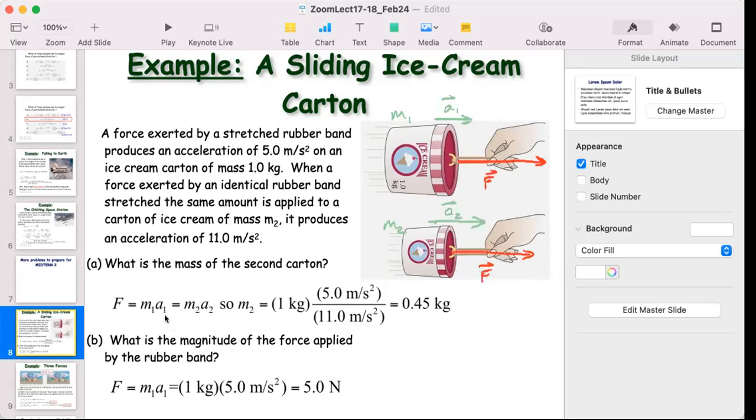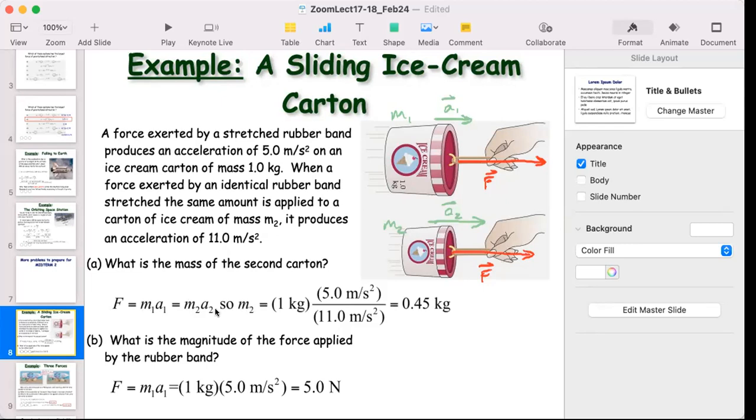The assumption here is that the force is the same in both cases. Yes. The force is the same because the rubber band is the same. So in one case, you have one mass that produces a certain acceleration. And then he said, if I apply the same force and it produces this acceleration, how much is the mass in this case? So what we have is M1 A1 must be equal to M2 A2.